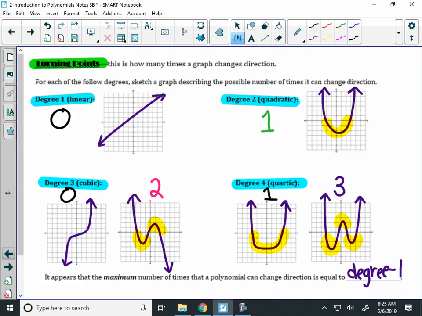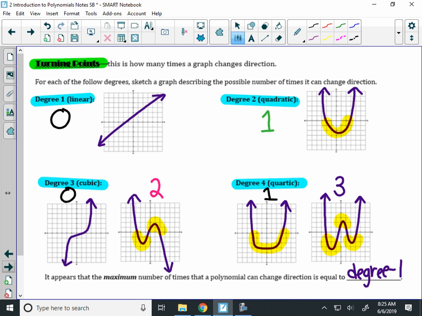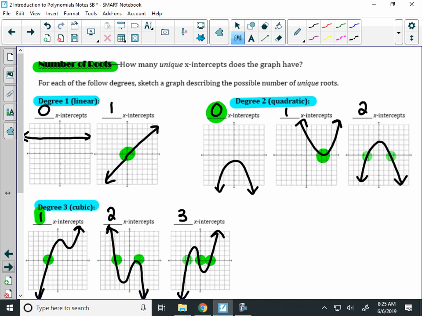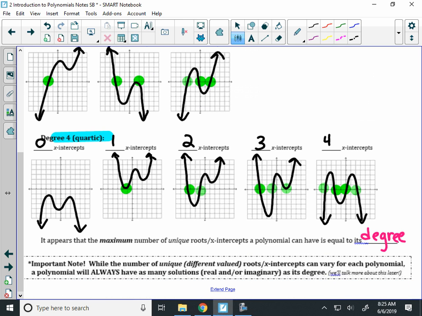Now let's go back to what the degree tells us. The degree tells us about the end behavior. It tells us if the arrows are going to go in the same direction or opposite directions. The degree tells us the maximum number of turns that a graph can have. It's always going to turn at most 1 less than the degree times. The degree also tells us the maximum number of roots that the graph has. It could have up to the degree's worth of real x-intercepts, but the total number of roots in general is always equal to the degree.